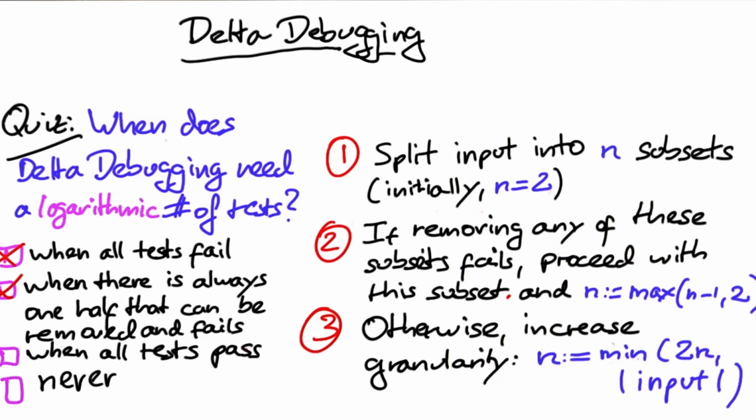When all tests pass, then delta debugging does not need a logarithmic number of tests. That's more like a linear number of tests. And never, that's not the case, because in these two situations, then indeed the number of tests is logarithmic. So this is the answer.